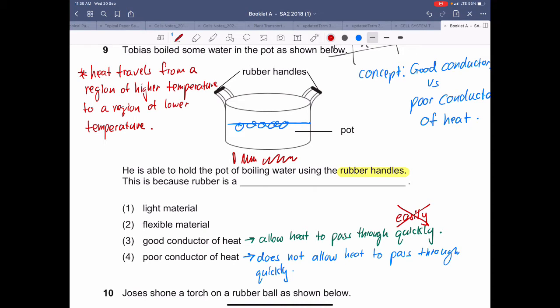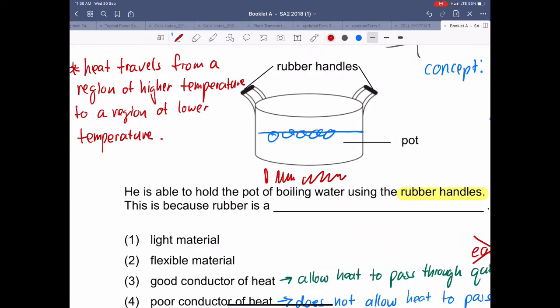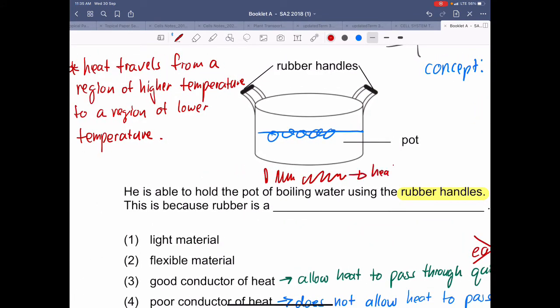So even for this question, though it's not testing you directly, the concept tested is more on good conductors and poor conductors of heat. You will still need to understand that heat will travel from a higher region of temperature. The highest region was from the heat source, which is a fire in this case.